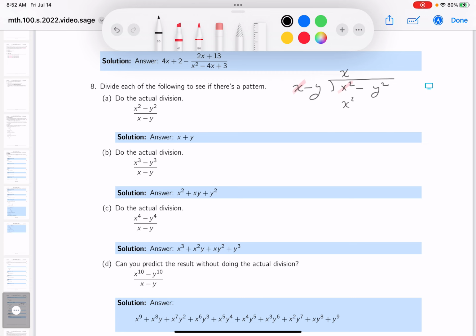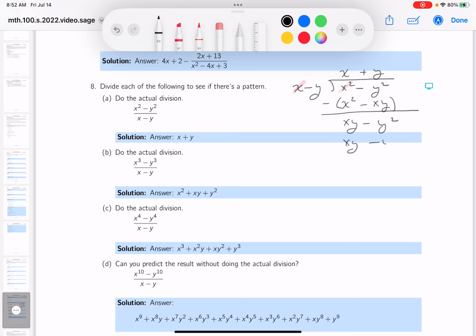X squared minus xy. Right, this looks strange to me. I'm going to do the same thing I've always done, subtract. What do you get there? Well, you're going to get xy minus y squared. Again, it's more of a challenge. What am I going to do? What times x would give you xy? I'm going to say plus y. What do you get there?